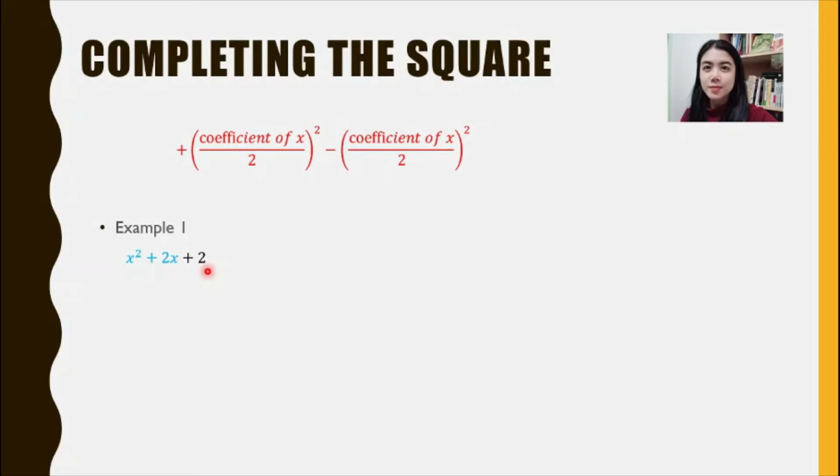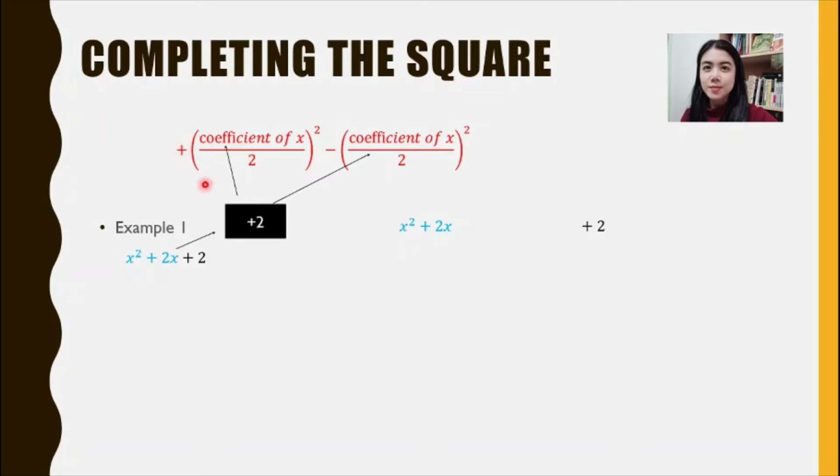To do the completing the square, just imagine that we have the equation separately. One is the part with x, and another one is the constant. The next thing you have to do is identify the coefficient of x from the equation. The coefficient of x refers to the number in front of the x. What you can see here is the number plus 2, so the coefficient of x is plus 2. So you substitute into here.